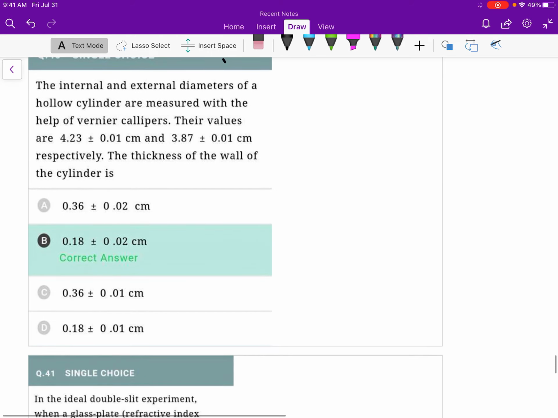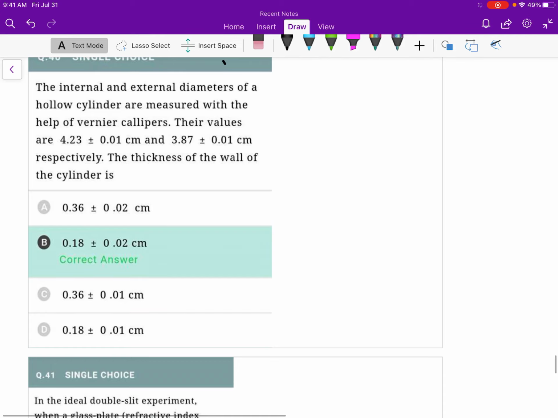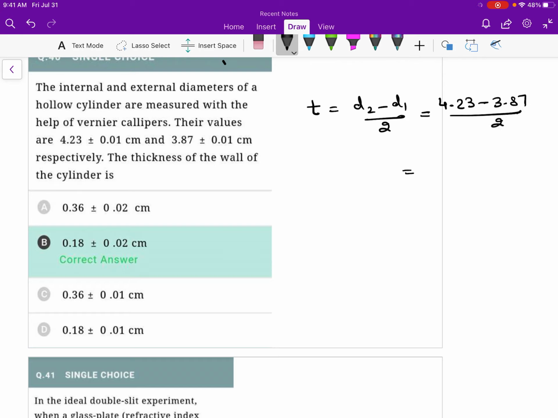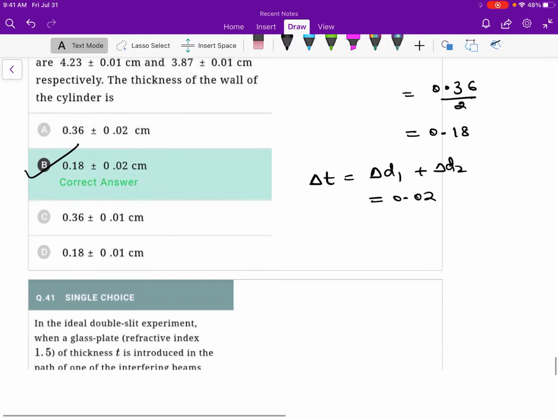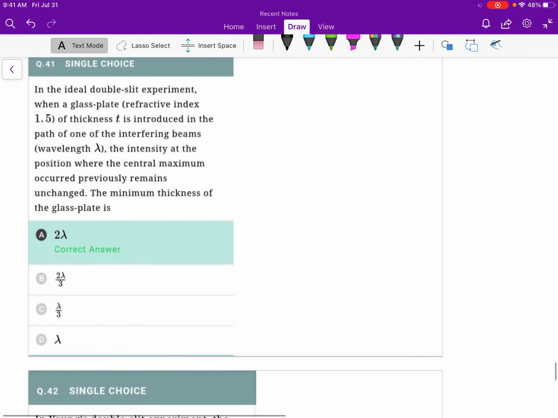The internal and external diameters are D1 and D2, and their values are given. The thickness T is D2 minus D1 upon 2, so that is 4.23 minus 3.87 by 2, so 0.36 by 2, that is 0.18. And now for the maximum error, delta T is delta D1 plus delta D2, so that is 0.02, so it should be 0.18 plus minus 0.02.